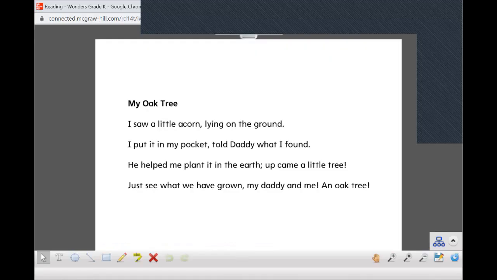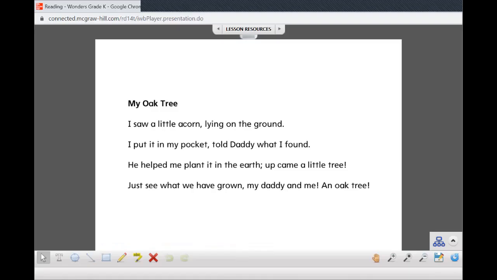All right, let's read this song or poem. It is called My Oak Tree.